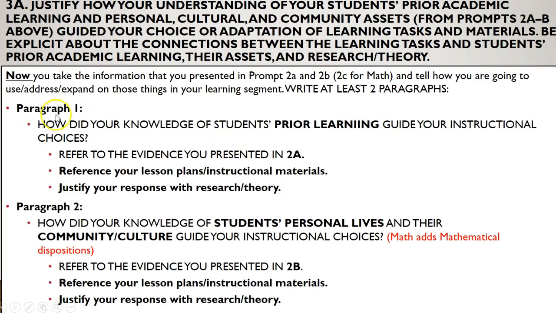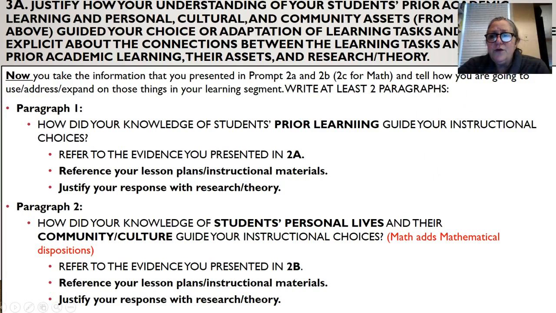In your first paragraph, how did your knowledge of students' prior learning guide your instructional choices? So, for example, you knew that they were able to do one thing really well, but they had a weakness somewhere else. How did you use that in your planning? So you refer to actually what you said in 2A. So you go back to 2A and you say, okay, what were some things that I said about my student? Now come back and talk about those again.